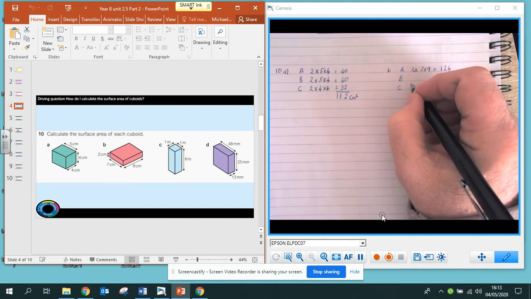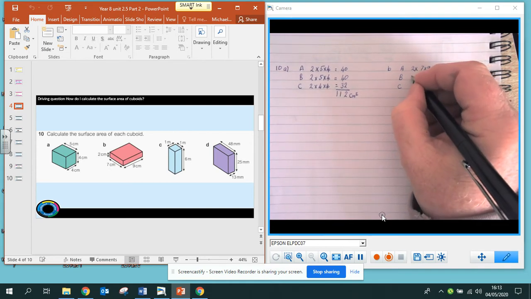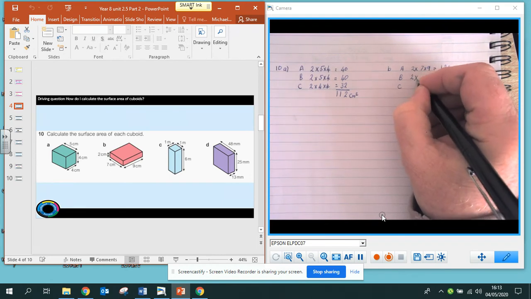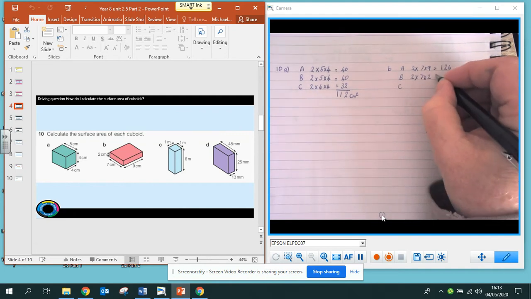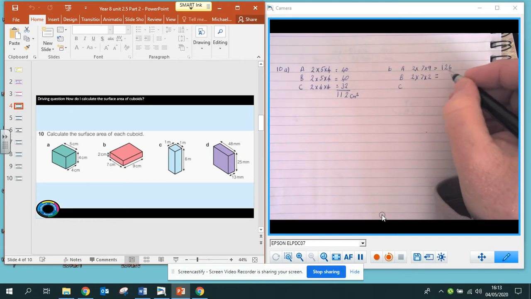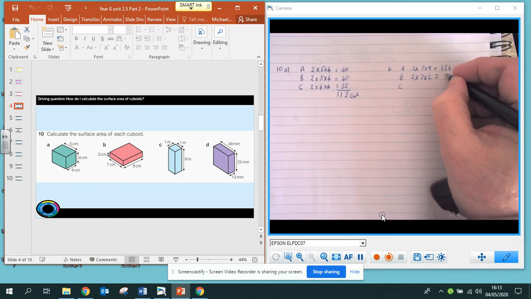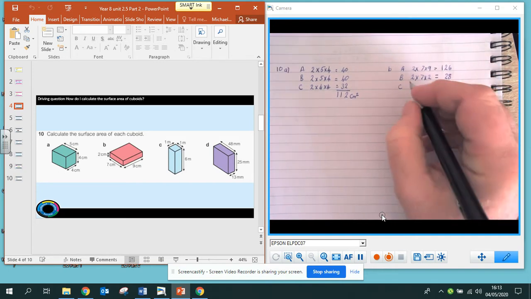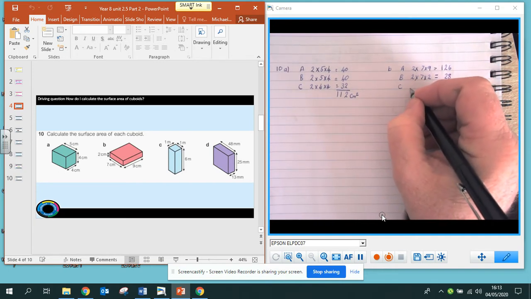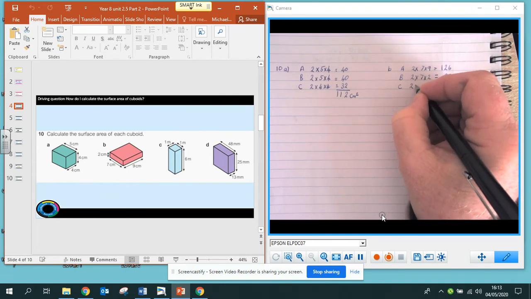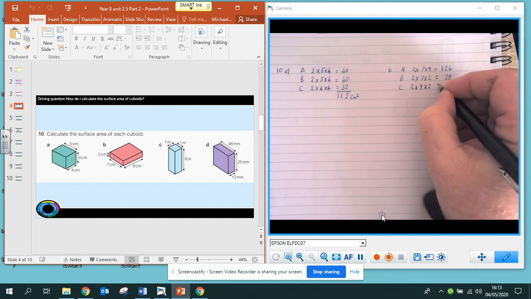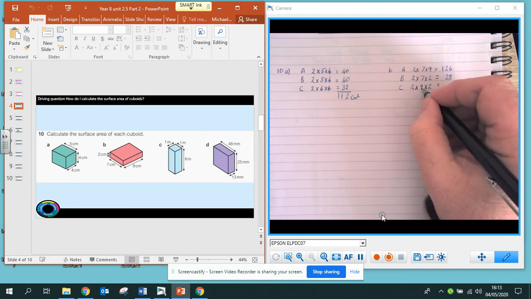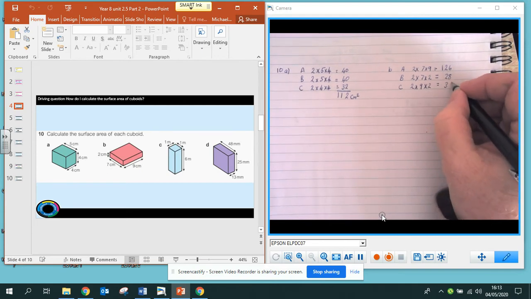For my next one, my front elevation, I'm going to have 2, front and back, times 7 centimeters wide, times 2 centimeters high. 2 times 7 is 14, times 2 is 28. And then lastly, I'm going to have 2 sides. This is my side elevation, times 9 centimeters wide, times 2 centimeters high. 2 times 9 is 18. 2 times 18 is 36.